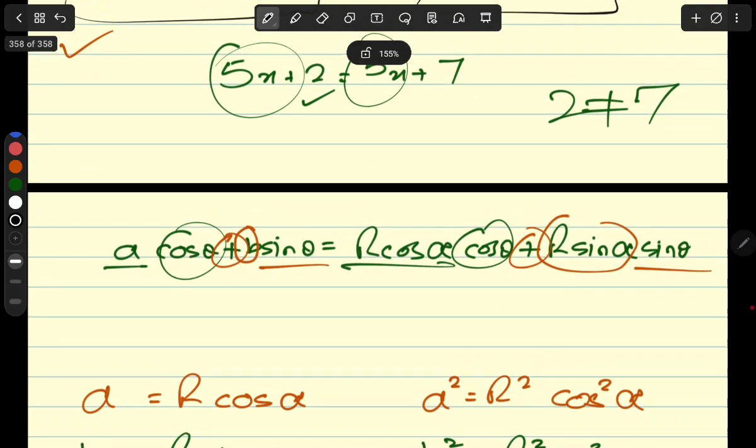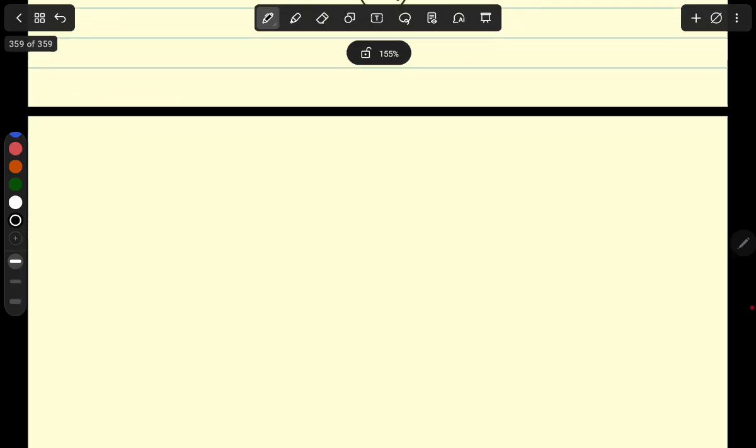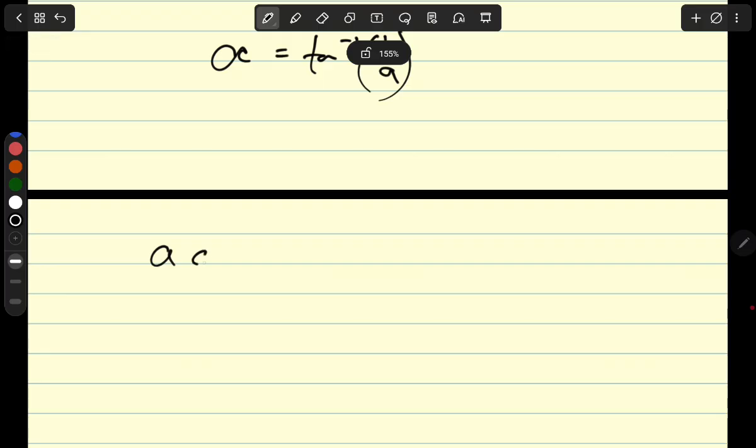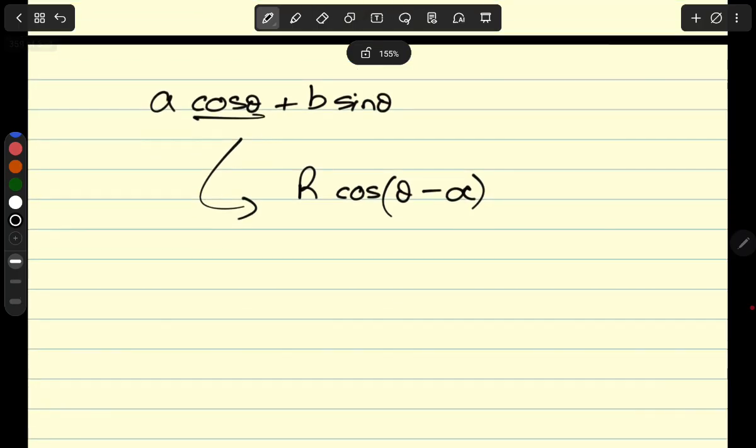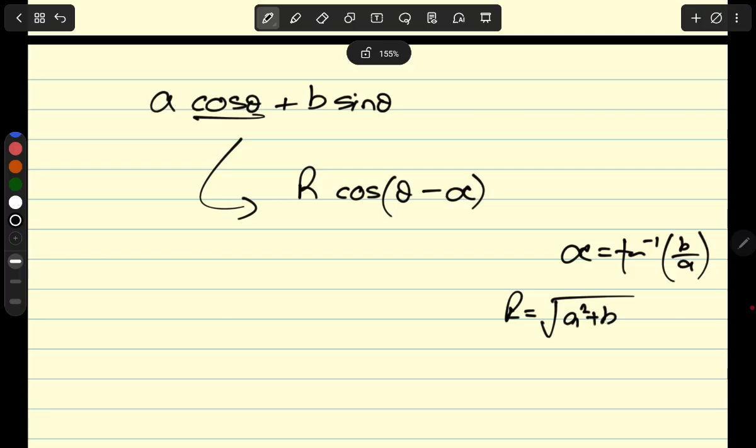Now see, for a cos theta plus b sin theta, if I'm converting this into r cos of theta minus alpha, so if I have cos written in the first place of the two terms, then alpha is equal to tan inverse of b over a, where b is the coefficient of sine, and r is equal to under root of a squared plus b squared.